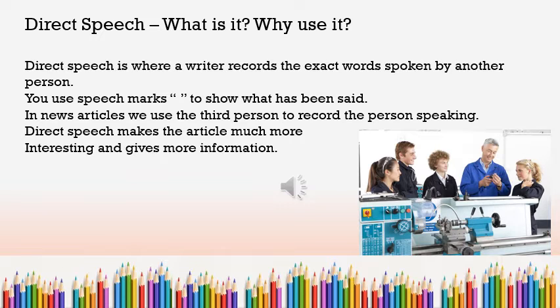Direct speech. What is it? Why use it in your writing? Direct speech is where a writer records the exact words spoken by another person. When you do this, you use speech marks, otherwise known as talking marks, to show what has been said. In news articles, we use the third person to record the person speaking. Direct speech makes the article much more interesting.